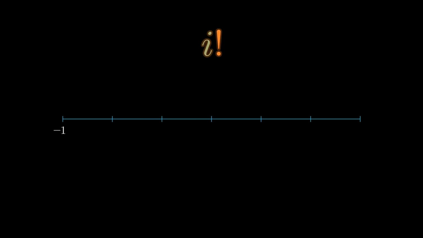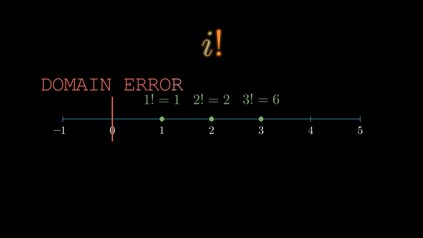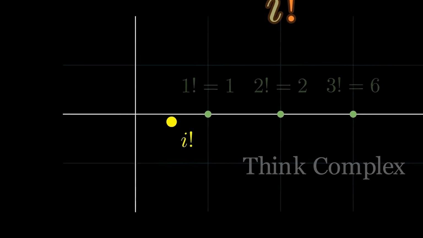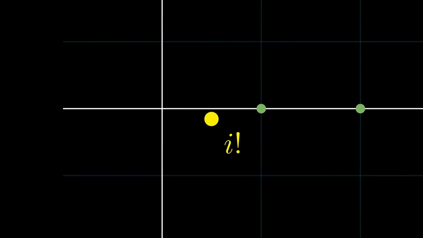What is i factorial? This breaks the rules. Factorial is only defined for whole numbers. On the real line, it works perfectly: 1, 2, 3. But between them, there's nothing. So searching here fails, unless we stop thinking in one dimension. Let's explore what happens when we go complex.